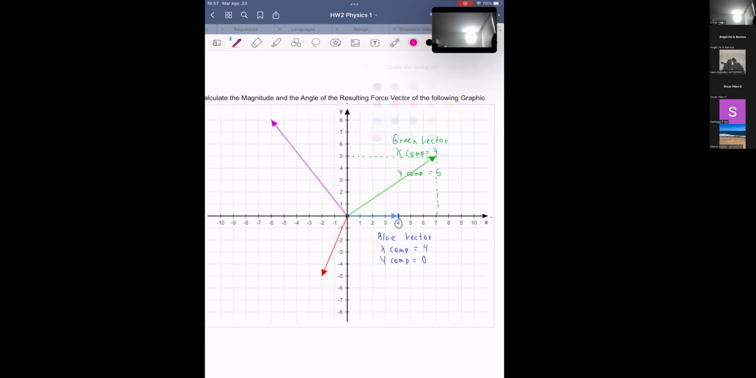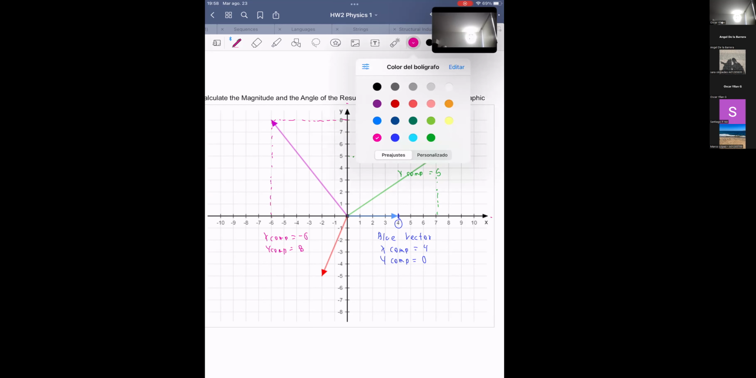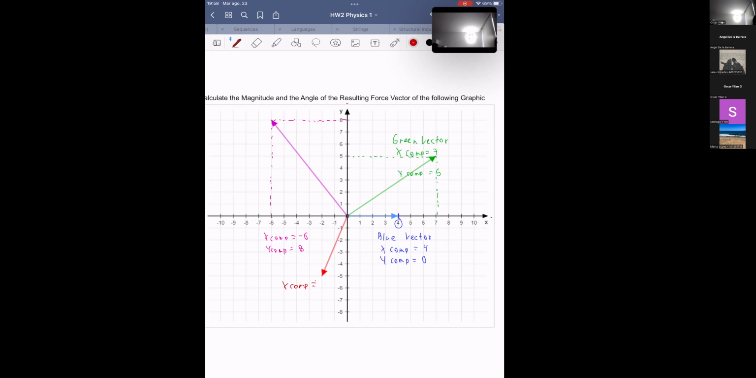Okay, good. This one. Remember, when you have this, you have to see the coordinates of the arrow, of the triangle. In that one, the y component will be 8 and the x component will be -6. Then the red one is going to be -2, right? Yes, and -5. And you will start doing, remember, x with x, y with y, and like that.